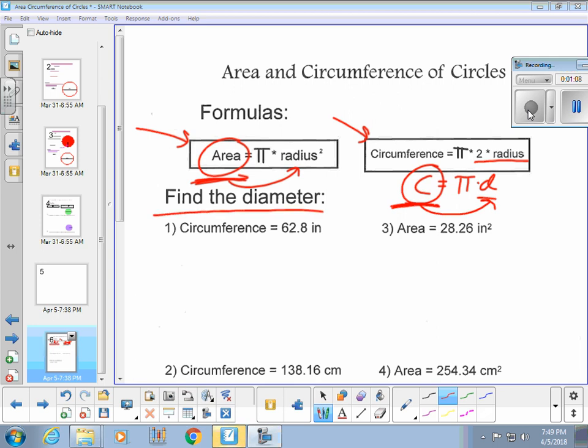So that's what we're trying to figure out. If we have a circle and we know something else about it, can we find the distance across? Remember, that's the diameter. The radius is just halfway, the diameter is all the way across. And I'll even draw maybe a picture up in the top right or top left corner here, just as a little reminder.